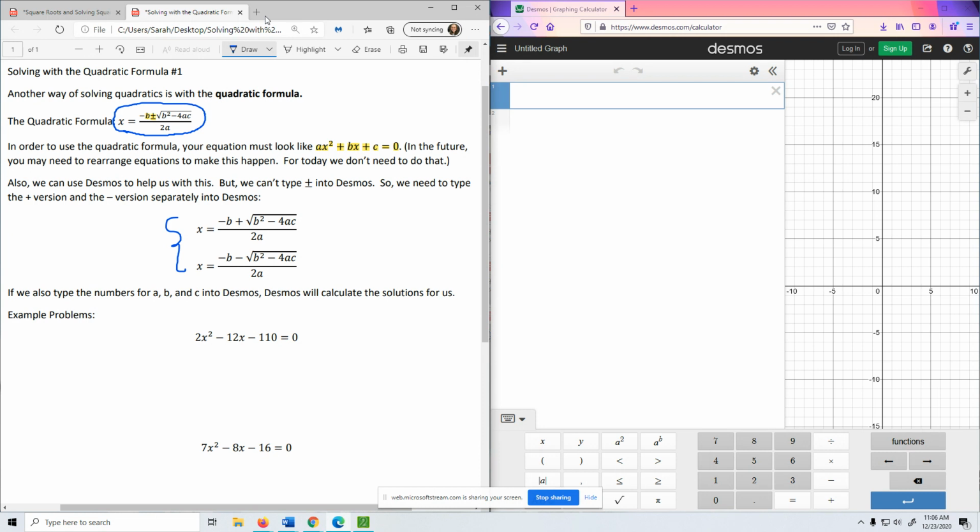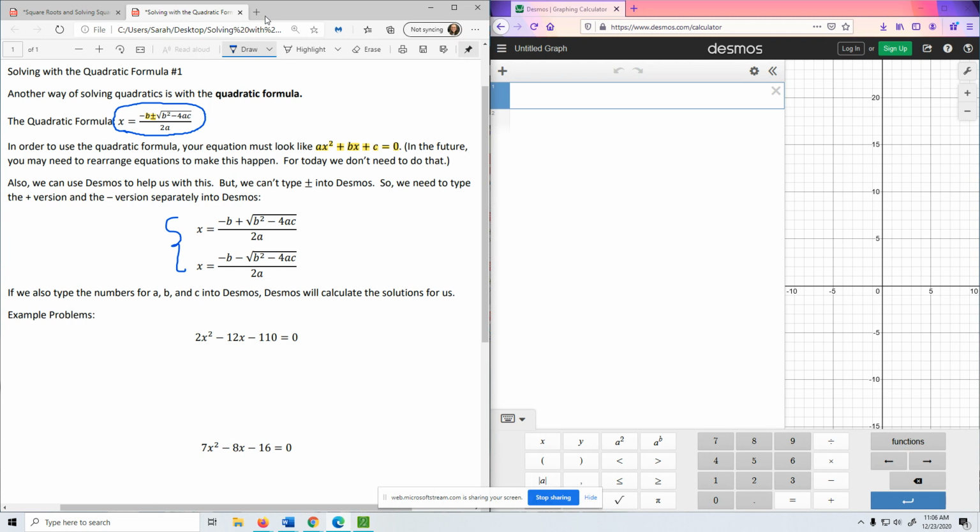Like I said, it's a crazy complicated looking formula, but it lets us solve any quadratic equation as long as we have things written in the correct order. We will use Desmos heavily for a lot of this, and I will show you exactly how to do that. It looks like it's going to be a lot of typing into Desmos, but I'll show you a way around not having to type everything in every time.